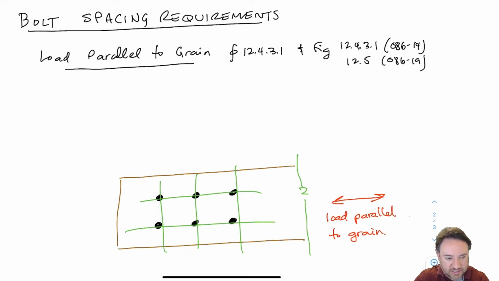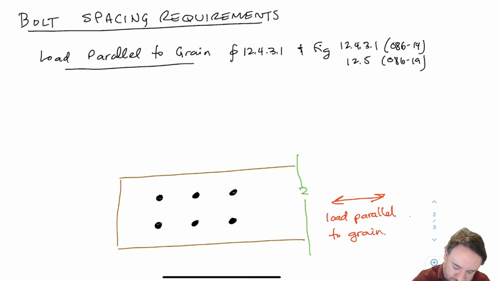08619 makes, I think, a positive change, which is just to specify them either as parallel to grain or perpendicular to grain, because it prevents you from having to determine which way the rows go. But that's not the case in 14. So let's look at this first, which is the spacing of bolts within a row from each other.